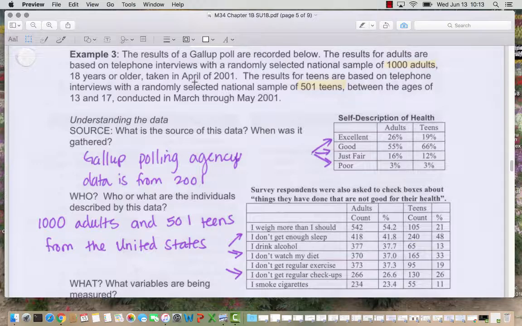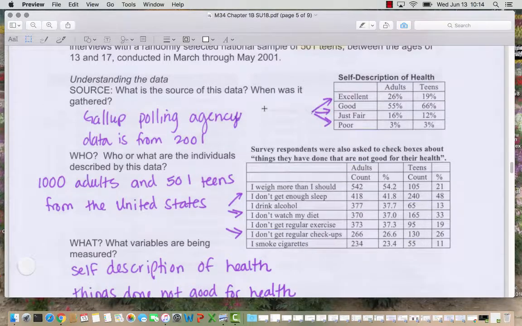And then the sample of 501 teenagers was collected from March through May 2001, and the teenagers were ages 13 to 17. So the individuals are the people, in this case, who were surveyed. So it's the 1,000 adults and 501 teens from the United States.